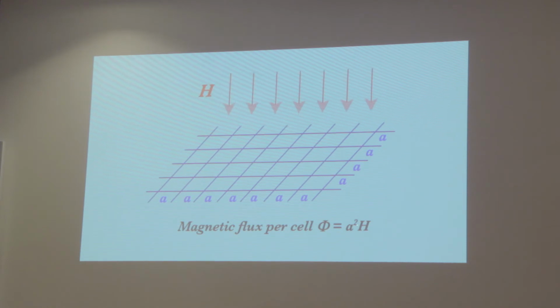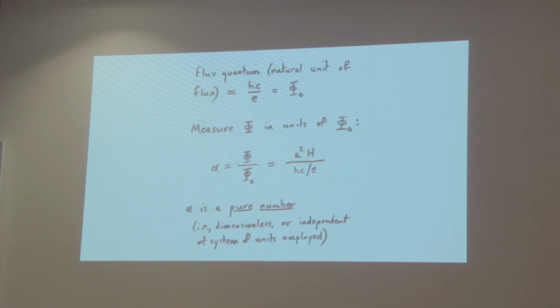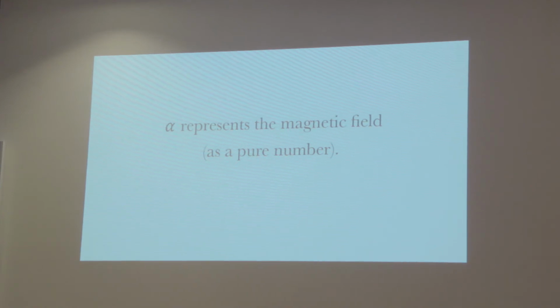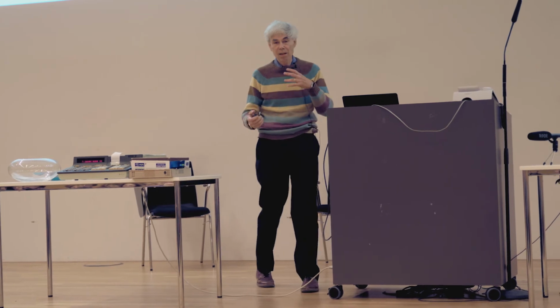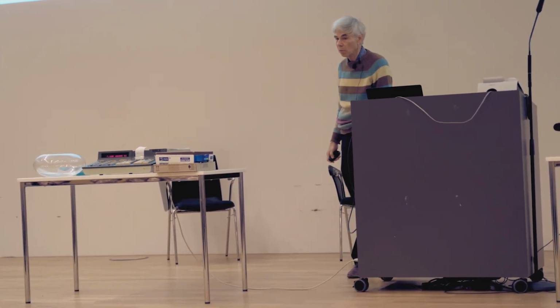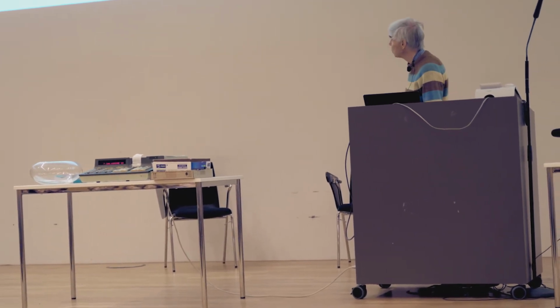And the magnetic flux per unit cell, the amount of field going through one of these cells, we'll call it phi. And since there is a flux quantum that's a natural unit in physics, hc over e, we can use that to measure the flux that's going through a unit cell. And so when we take this ratio, we get this thing here. And it's a pure number, a dimensionless number. It represents the magnetic field, but it can also be thought of as the ratio of two competing natural frequencies in this situation, or natural periods, if you wish. So it's this idea of competing natural frequencies or periodicities that we have here, and that's what this alpha happens to be.